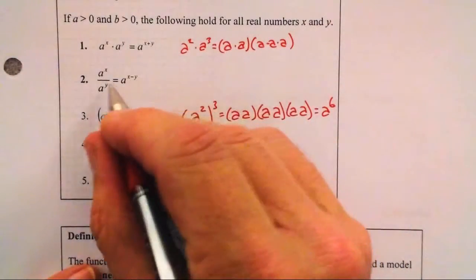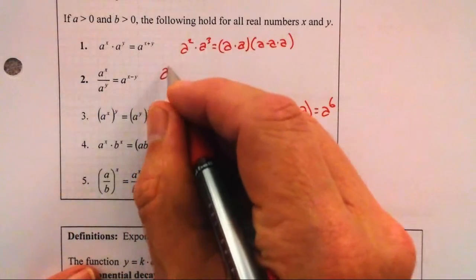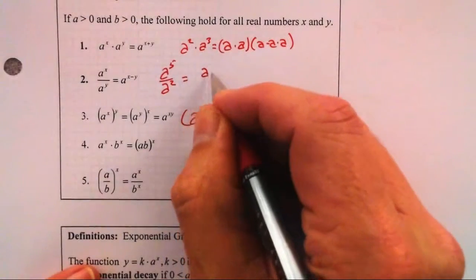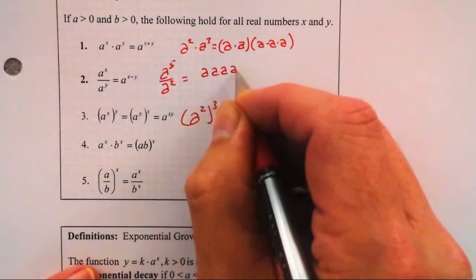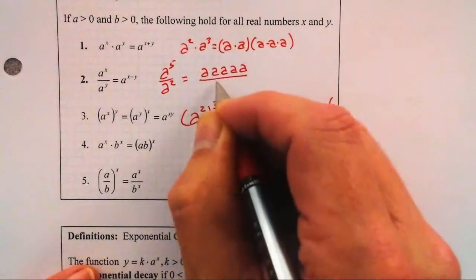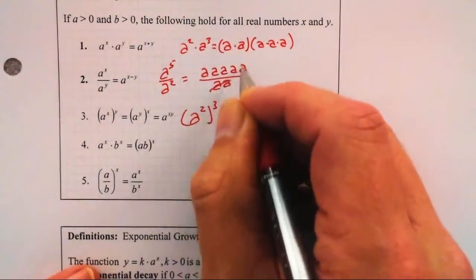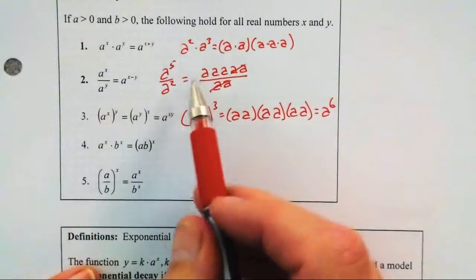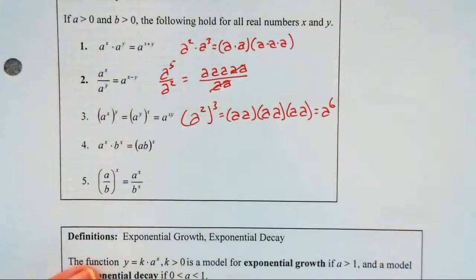How about this rule? Oh, I subtract them here. I wonder why. Well, let's say we had a to the fifth on a to the second. I could write that as a times a times a times a times a on a times a. Two of these cancel two of these. Oh, of course. I've got 3 more a's in the top than the bottom.